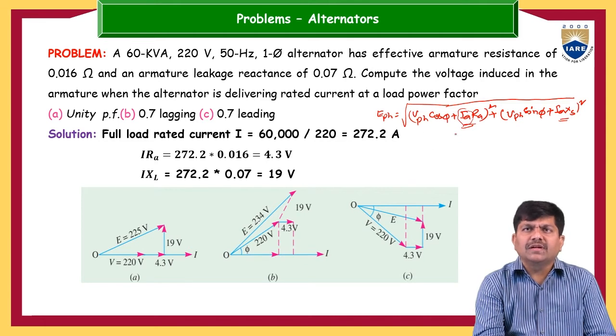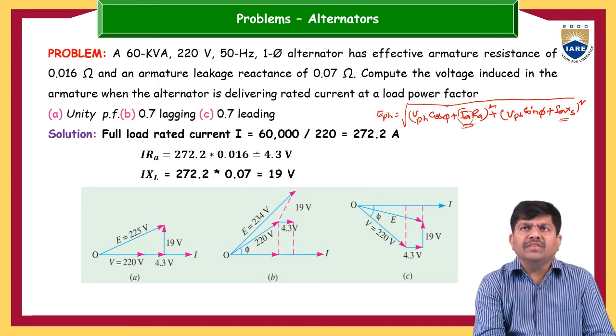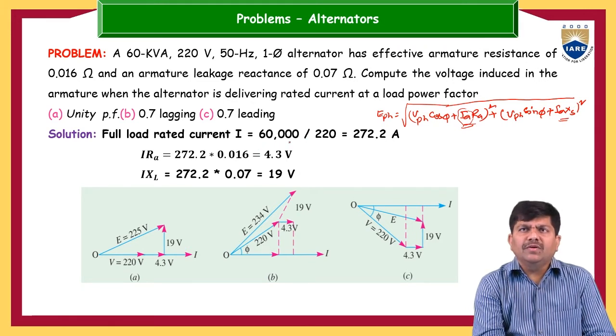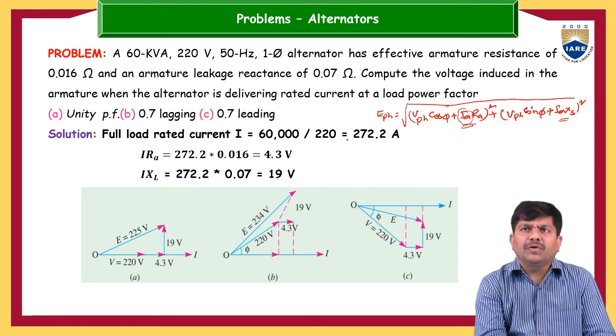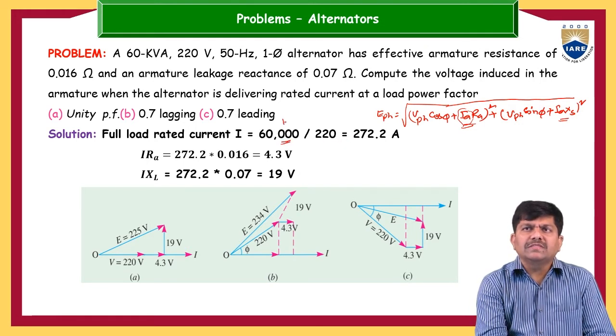This is the armature current, that is nothing but the full load rated current. Already they have given 60 kVA, which is 60 into kilo into volt-amps. If it is divided by the voltage, then you will get the full load rated current. So 60,000 divided by 220 volts is 272.2. Why have we taken 60,000? Because they have given kilo, which is into 1000. So 272.2 amps is the rated full load current.